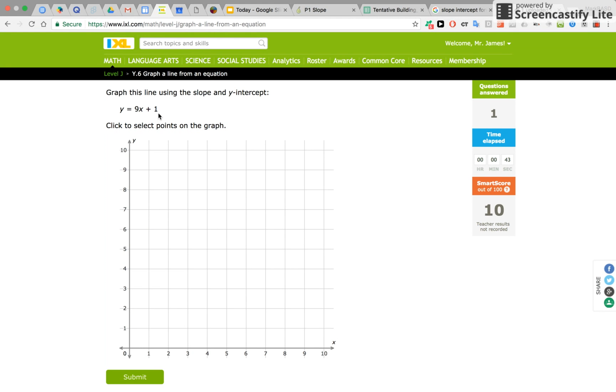This one has a y-intercept of 9 and a slope of 9. That means a vertical change of positive 9, and the horizontal change is 1, although it's not written. So we'll start at 1. If I go up 9, starting at 1, that'll take me all the way up to 10, but then I have to move over 1.